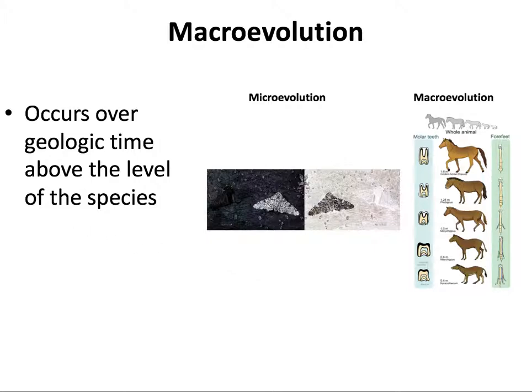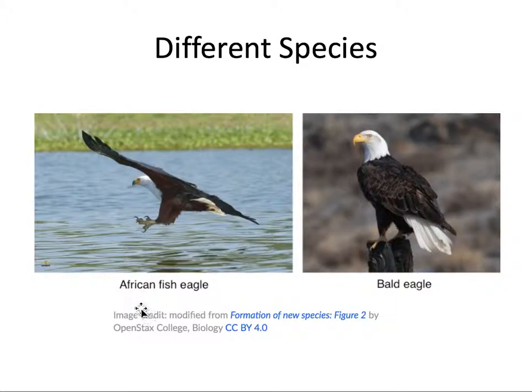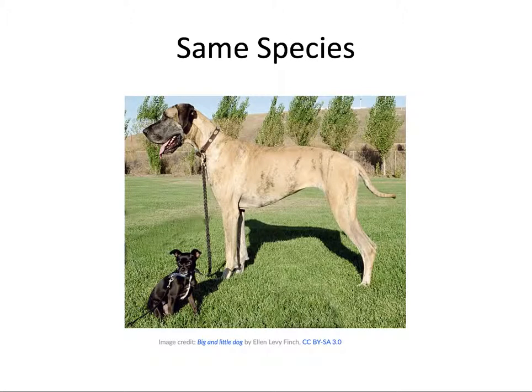Before we can discuss how new species form, so before we can discuss macroevolution, we have to decide upon what a species even is. Take a look at these two pictures. You have the African fish eagle and the bald eagle. Based on their similarities, you may assume that they are in the same species, but they are in fact separate species. If you look at this picture, you'll see two dogs that are very different from each other. They look super different, but they are actually members of the same species. So visible differences and similarities are not reliable for determining if two organisms are the same species or not.